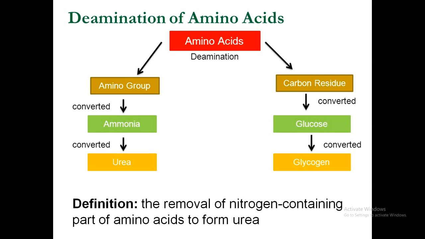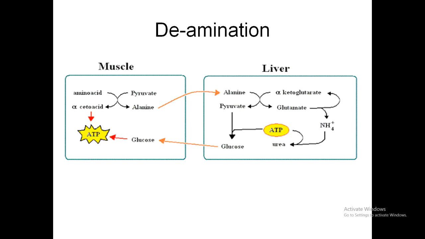While the carbon residue, which is the rest of the amino acid structure, is converted into glucose. If the glucose is needed by the body, it is brought to the muscle cells. If it is not needed at that time, then the glucose is converted into glycogen by the effect of the hormone insulin. This is the deamination process in muscles.